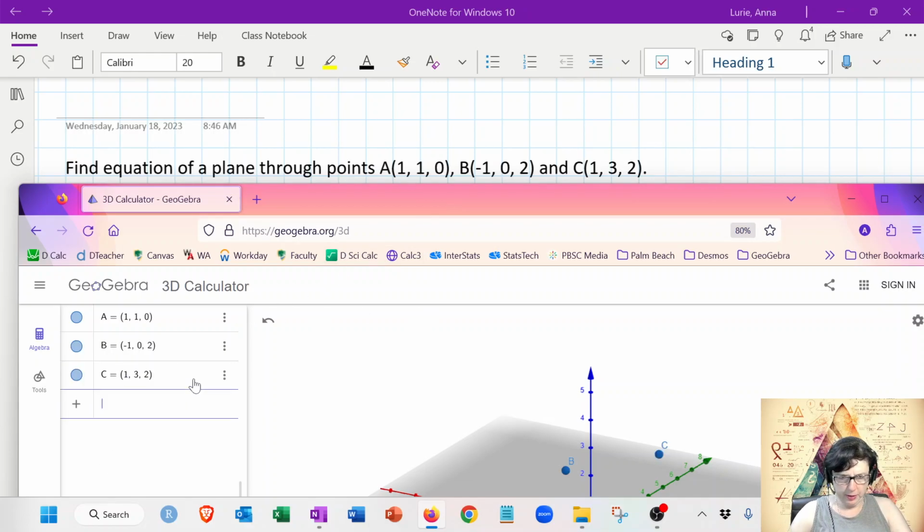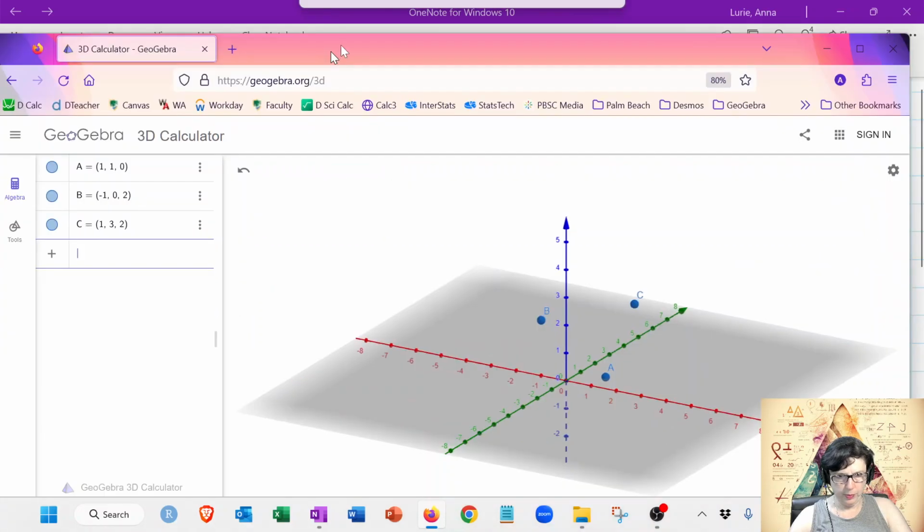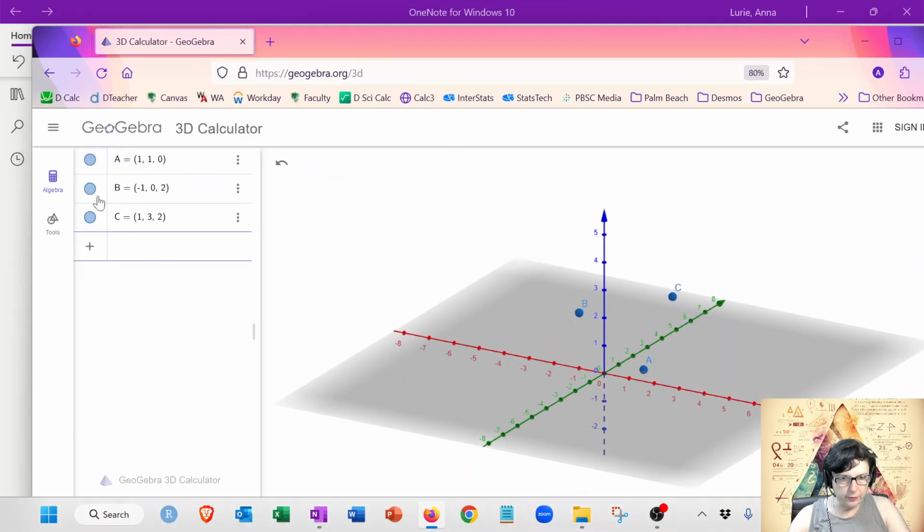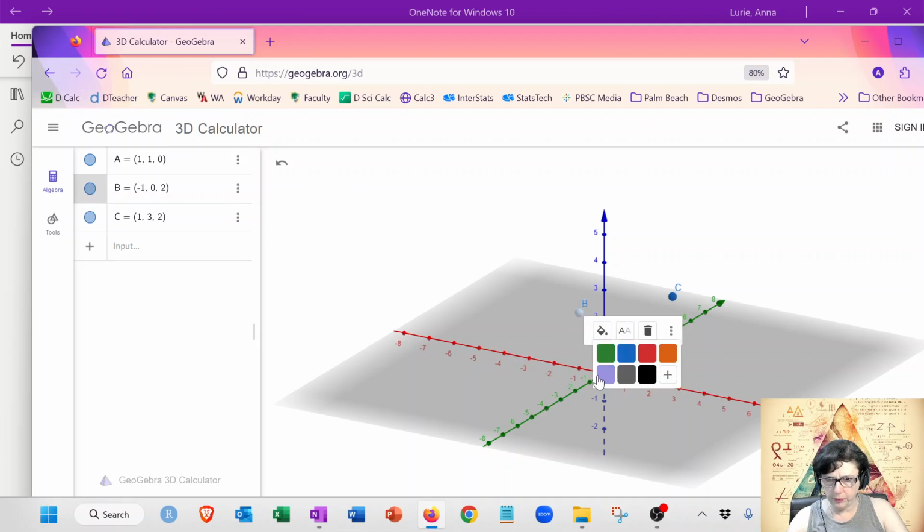Now, just because I want to make them different colors, so you can go ahead and adjust that. Actually, you can click on the point itself, and here you can fill it a different color. Like, let's say this one's purple. This one's going to be orange or something. Okay, so we can just see the difference between them.